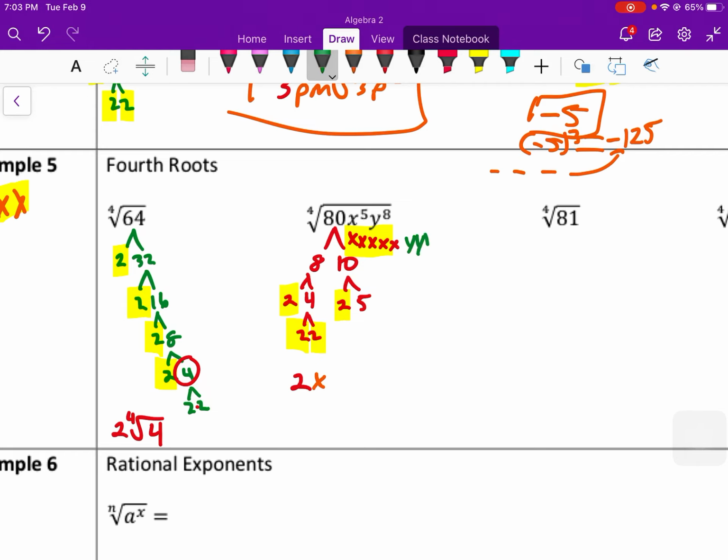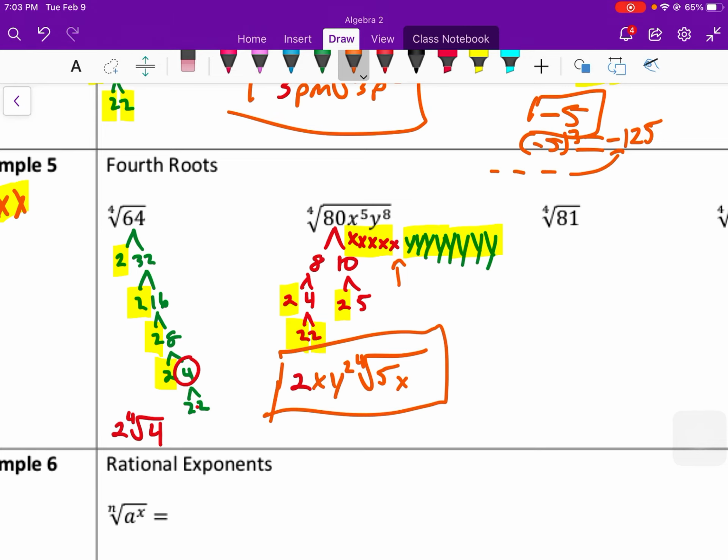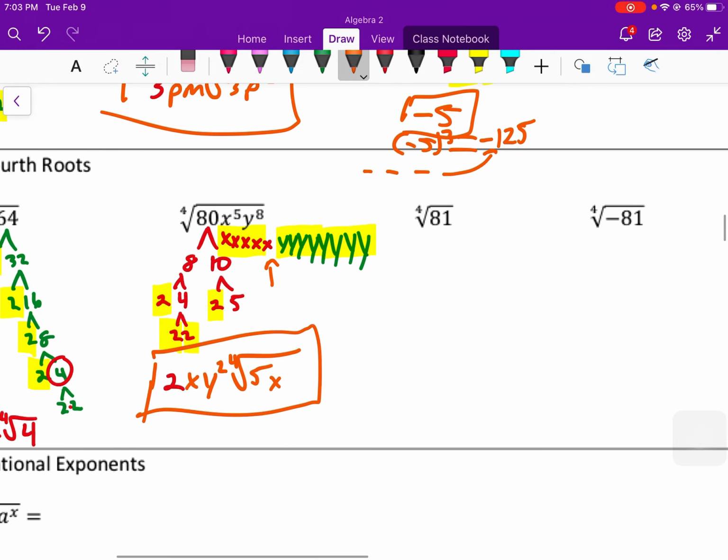And then for y, it's going to be 1, 2, 3, 4, 5, 6, 7, 8. So we have 4, so that's a factor of y, and then another 4. So that'd be y times y out front, so that'd be y squared. So what we have left under the fourth root is going to be a 5, and then we still have one x remaining. So this would be the final product here.